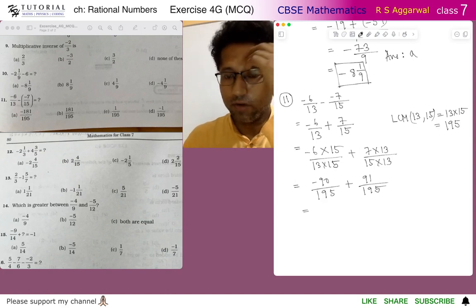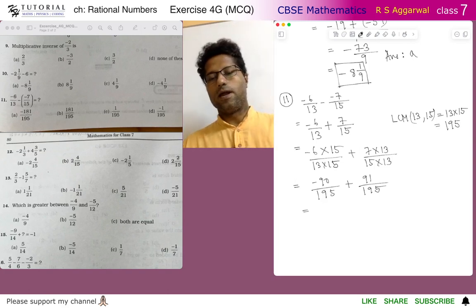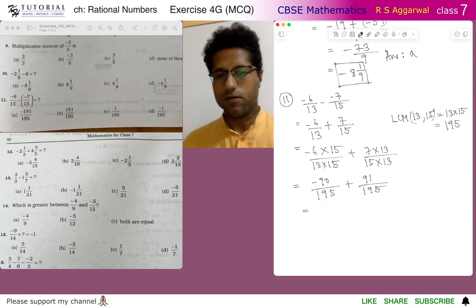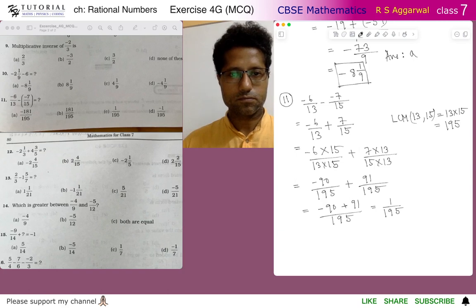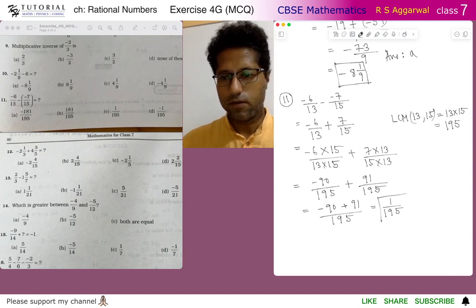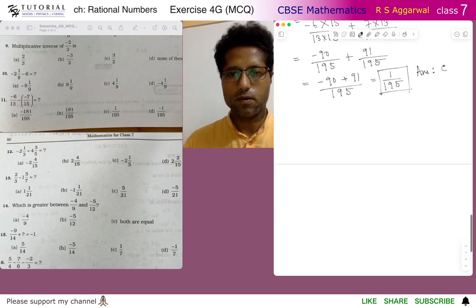Now we have to add the two rational numbers. They both have the same denominator, so we just add the numerators and divide the sum of the numerators by the common denominator. So this becomes minus 90 plus 91 by 195, which equals 1 by 195. 1 by 195 is the result, so the answer is choice C. Okay, let's do question number 12.